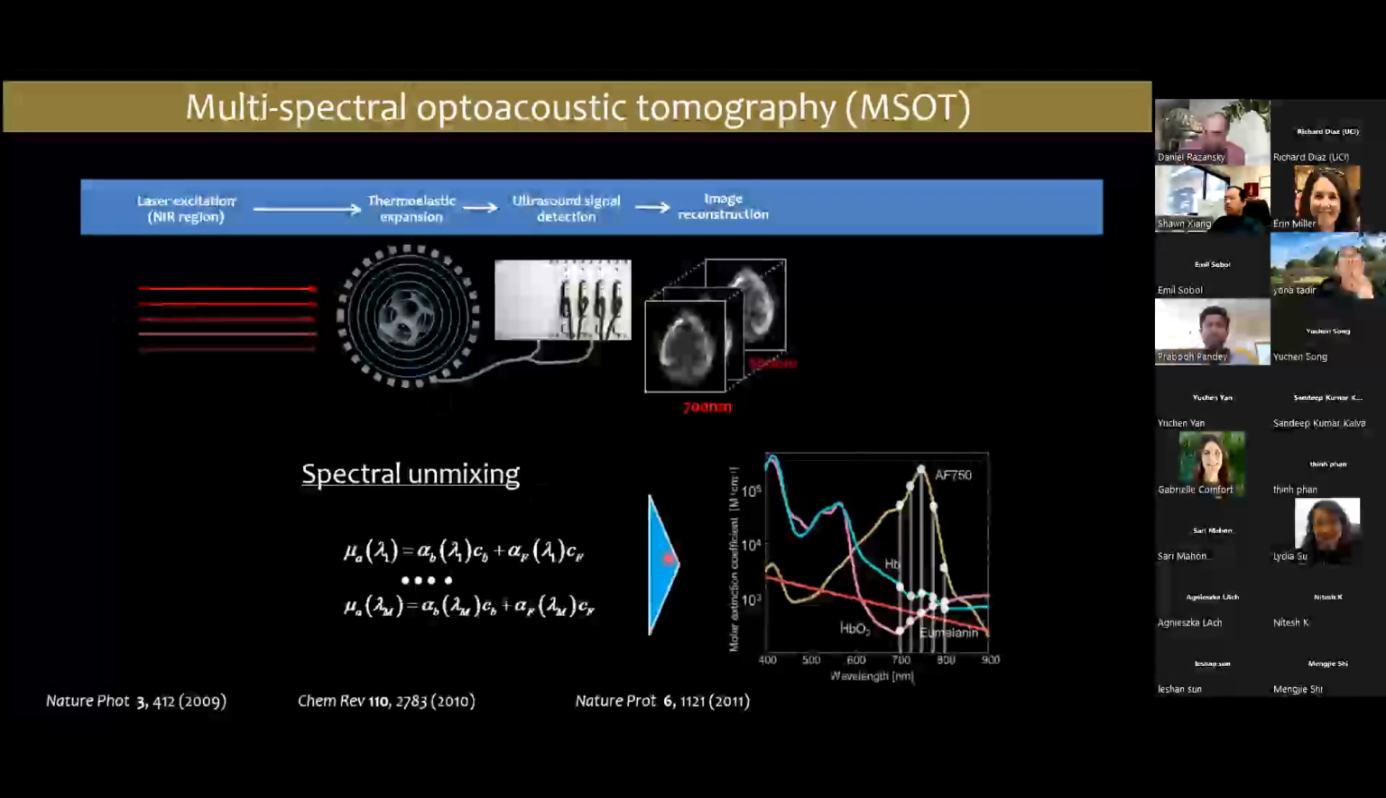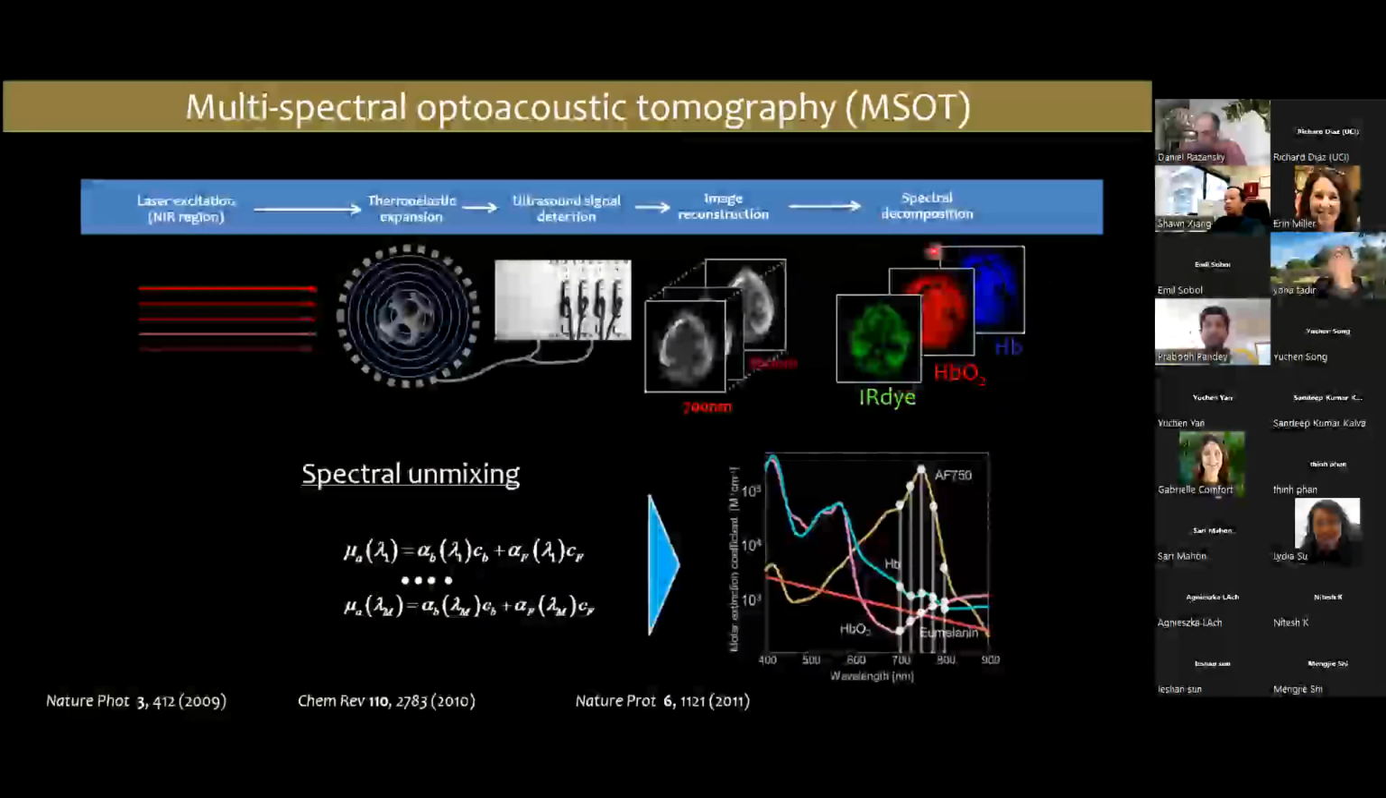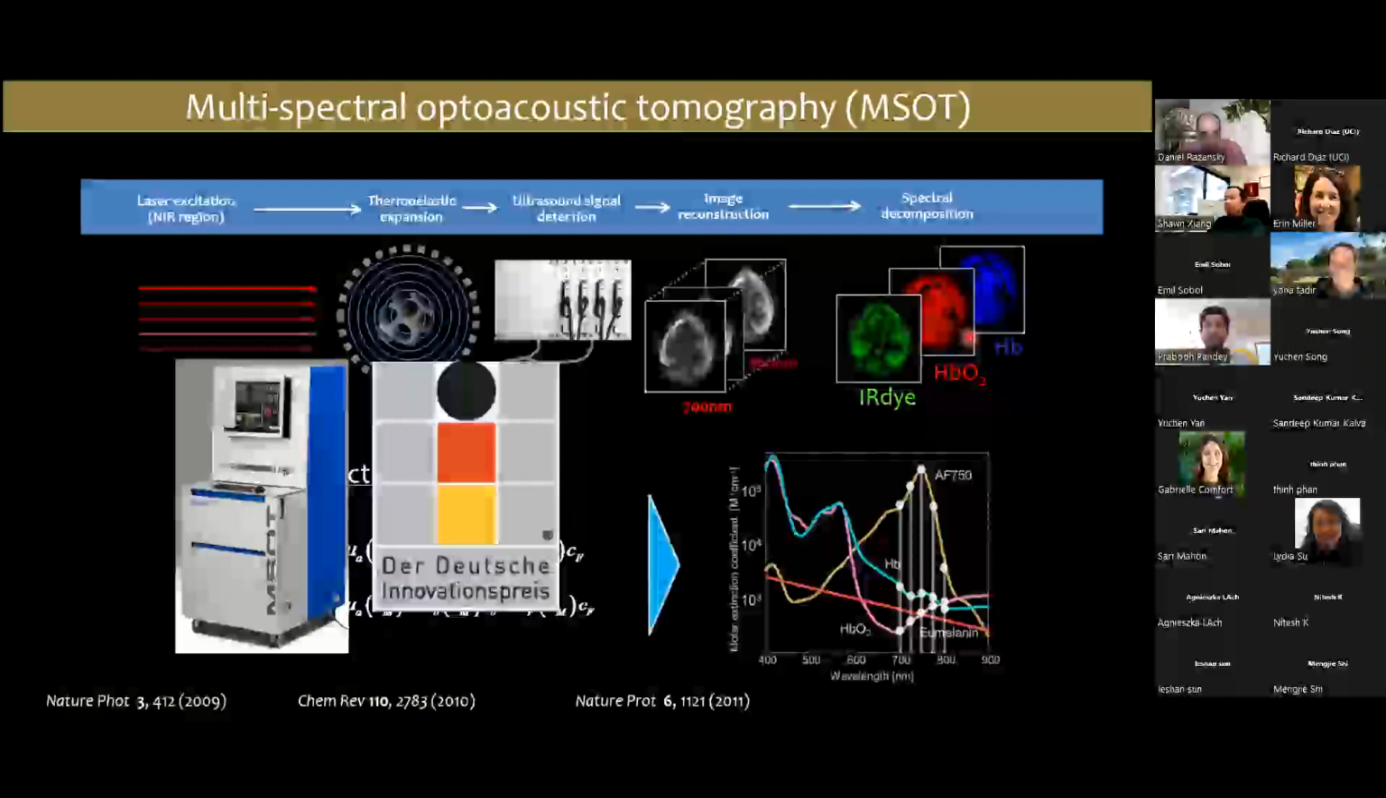And for this, we use the information on the absorption spectra of the different chromophores present in the tissue. So again, for example, oxy- and deoxyhemoglobin, melanin, or any other chromophore, or a fluorochrome or contrast agent that was injected into the tissue. Here you see an example of an Alexa Fluor dye with a peak absorption at 750 nanometers. So the final result in this case of MSOT is the spatial distribution of individual molecules in the tissue, as shown here on the top right images.